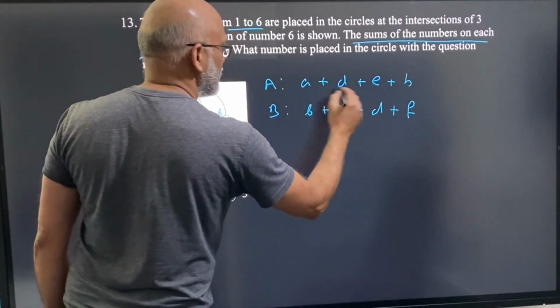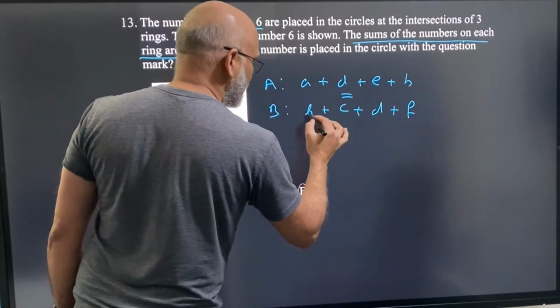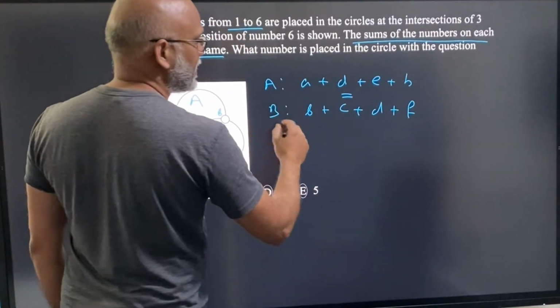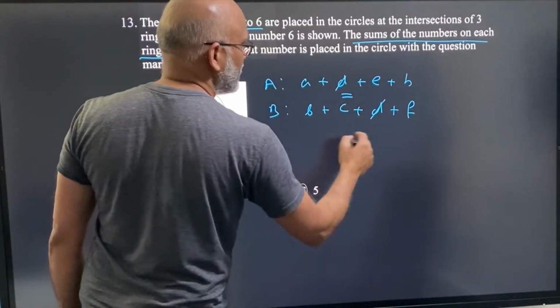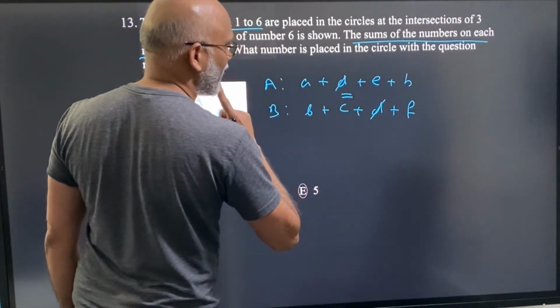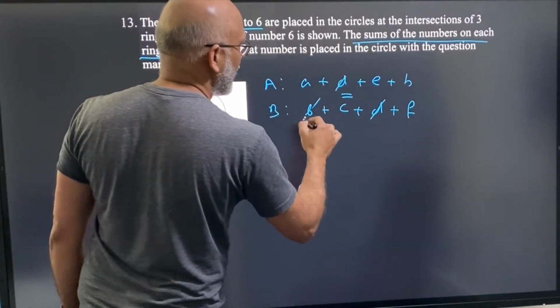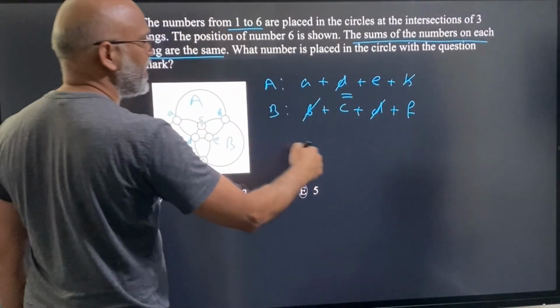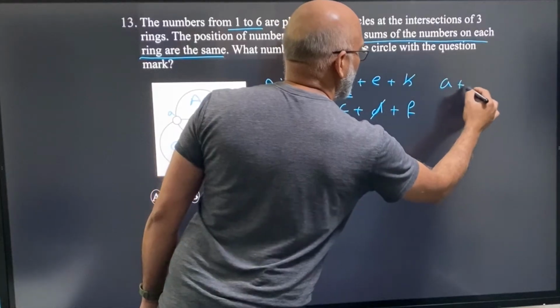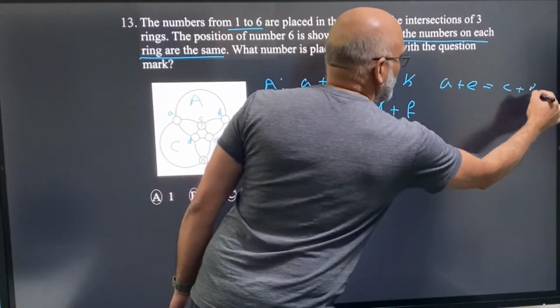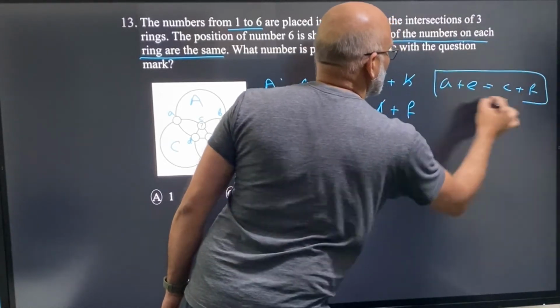So these 4 numbers are the same as those 4 numbers. They add up to the same number. Now in this case, I can cancel out D, take away D from both sides. What else? A, E, B. I can take away B too. So what is remaining is A plus E is C plus F. So this is 1.